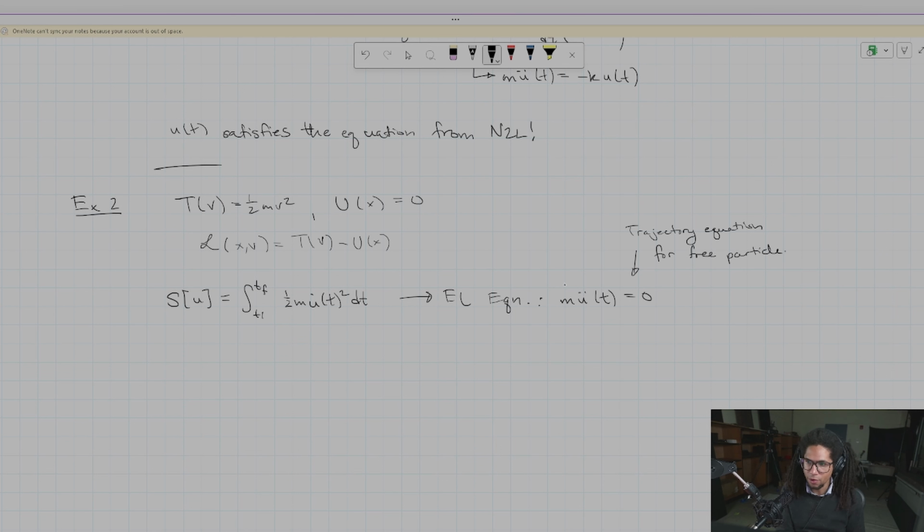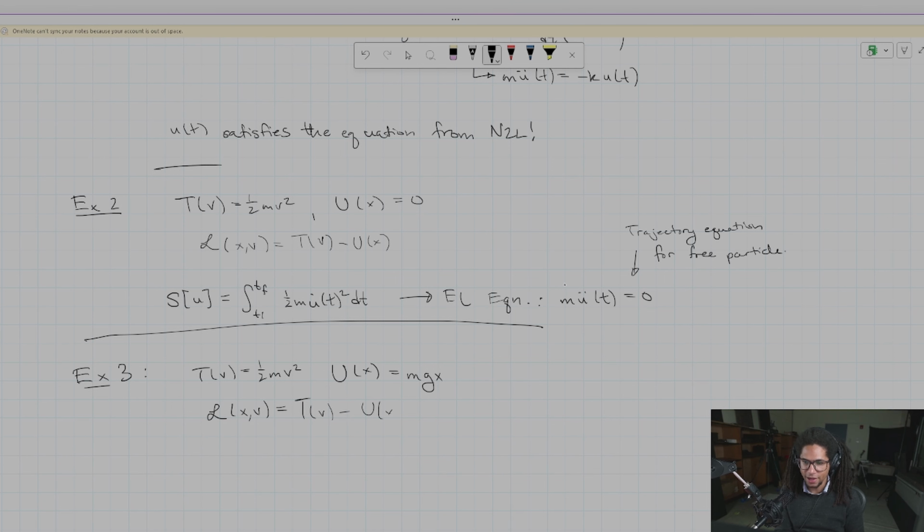All right, let's just keep going. What about T of v equal to 1/2 mv squared, and U of x equal to mgx? So now we're thinking of an object which is experiencing a gravitational force. I've put that gravitational force in the x direction just to keep my variables the same. L of x and v, once again, is T of v minus U of x.